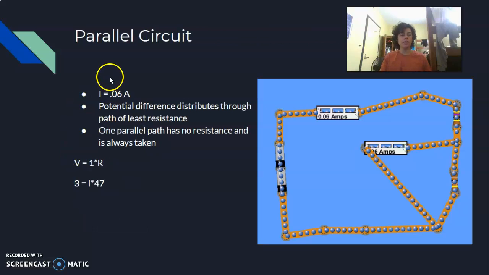And then for the parallel circuit, our current is equal to 0.09 amps. What is interesting is that the current distributes through the path of least resistance. So the current is not going to be going through the path that has the resistor. It is simply going to be going around. As I said, one parallel path has no resistance and is always taken.